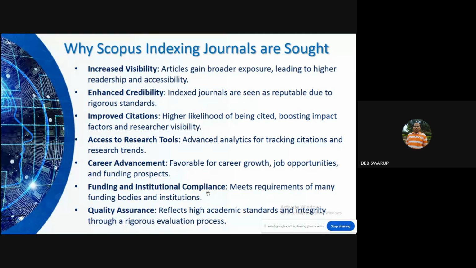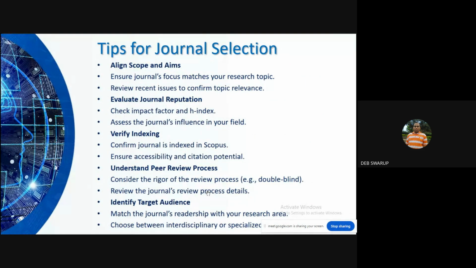Then again, I think we have discussed this. These are some of my tips for journal selection. How to select a journal: align the scope and aim. This is the most important thing. First check the scope and aim, and then check whether they are actually publishing papers on that scope and aim or not. Sometimes they don't publish papers on all scopes and aims. Please be sure about choosing it.